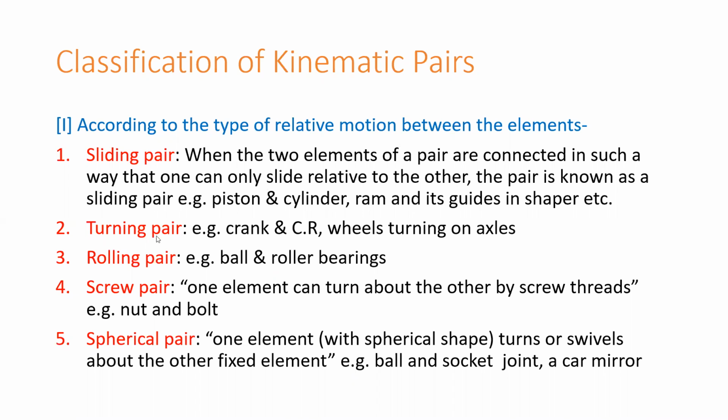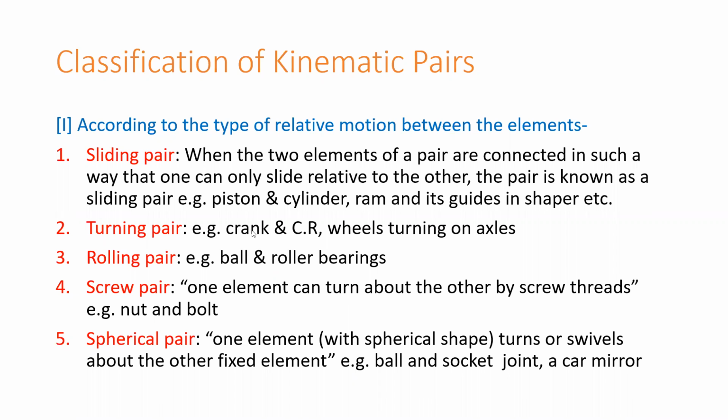Next is your turning pair. So what will happen in a turning pair? In a sliding pair, the two elements slide with respect to each other. In a turning pair, the two elements of the kinematic pair will have turning motion or angular motion with respect to each other. Their sliding will not happen. Only turning or angular motion will take place.